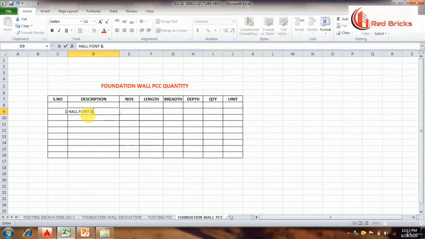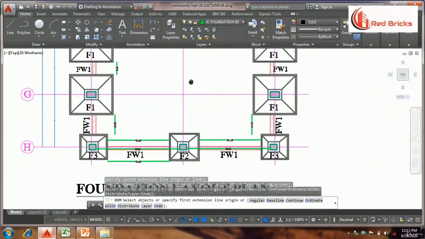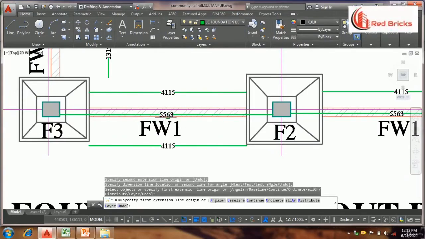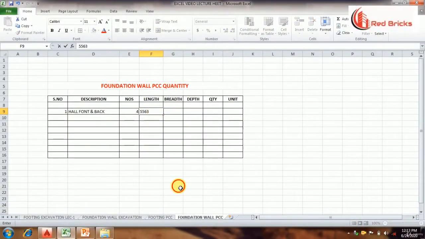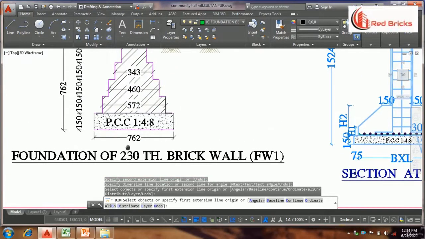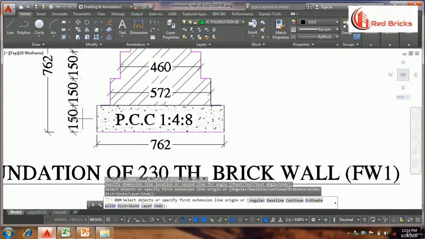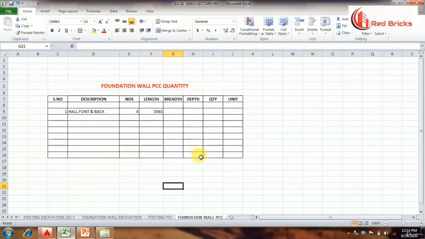Our first description will be hall front and back and its number will be 4. That is 2 from front side and 2 from back side. Its length is 5563 mm. Let us check its breadth, which is 762 mm, and thickness of PCC is 150 mm. We will enter the values here. Now we have covered the hall front and back.